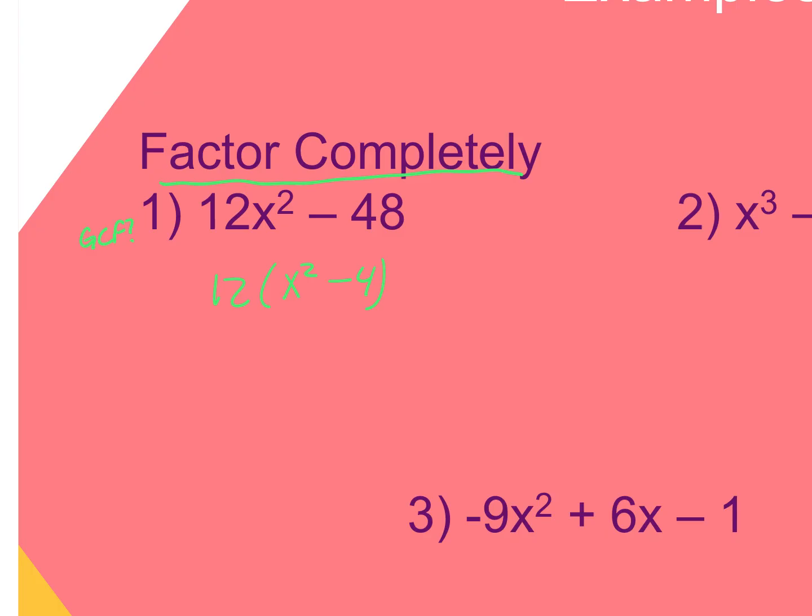So we do have a special case here. When we factor a difference of squares, remember, one gets a plus, one gets a minus. It's the square root of the first and the square root of the second. So it's going to be x plus 2 and x minus 2, and don't forget the 12 as the original GCF that we took out. That's all we have to do for that one.